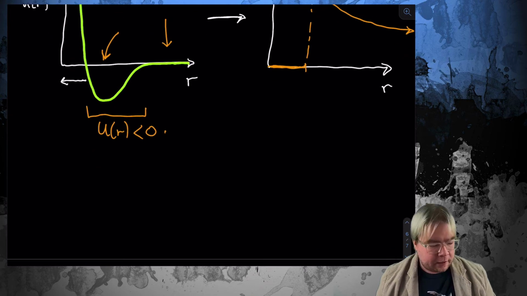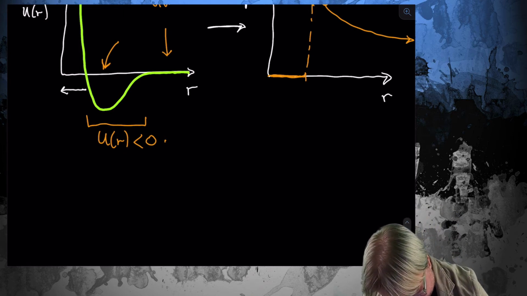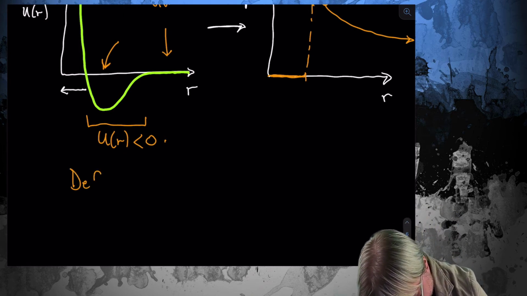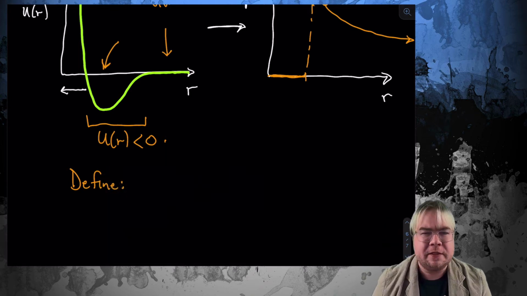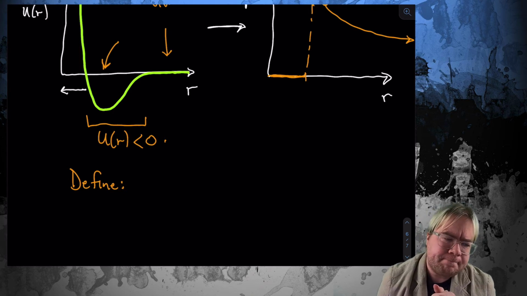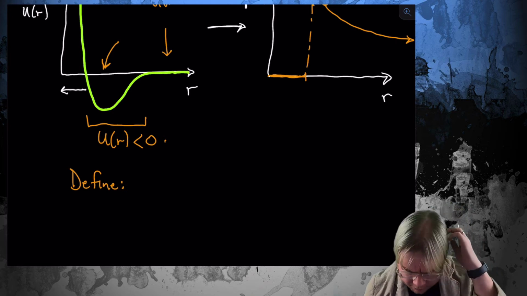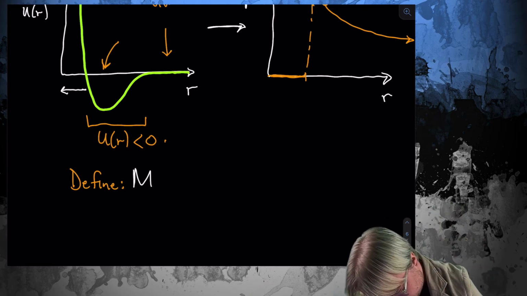But I can't do it from that alone. And so what I can do is I can define something, and I'm not doing this, this was done a long time ago. This was, if I remember correctly, done a lot in World War II when they were developing the atom bomb. You can define what's called the Mayer f function.